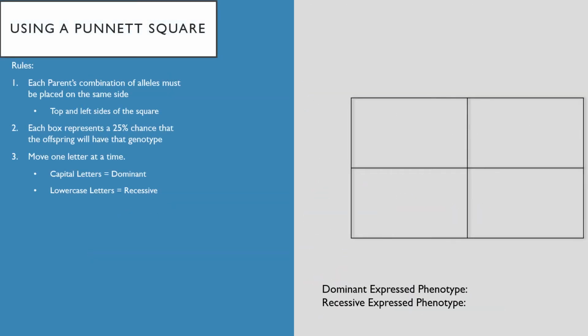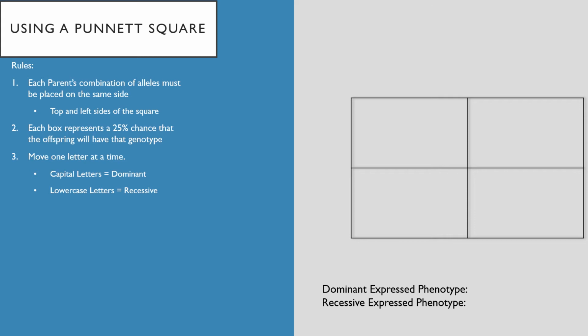So using a Punnett square is extremely easy. And one thing I like to do is kind of figure out how I got my blue eyes, and I'll do that one for the last one. And so, very basic 1, 2, 3 set of rules. Each parent's combination of alleles must be placed on the same side, on the top and left side of the square. And I'll show you how to do that in just a minute. Each box represents a 25% chance the offspring will receive that genotype. And simple enough, move one letter at a time.